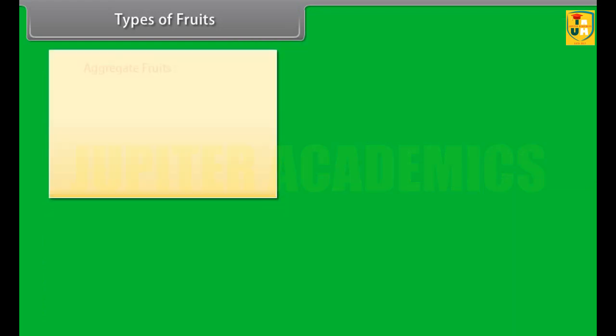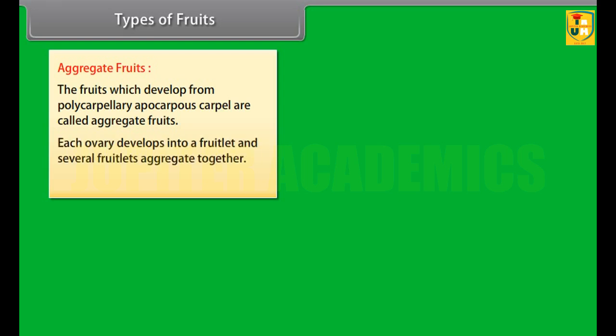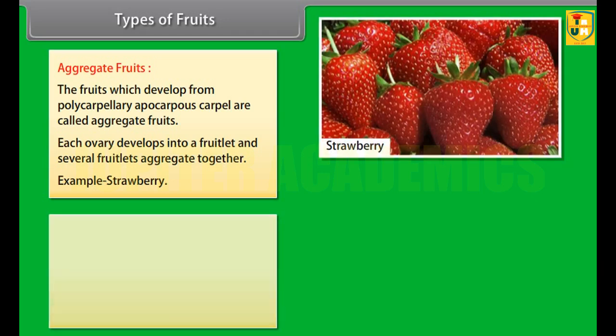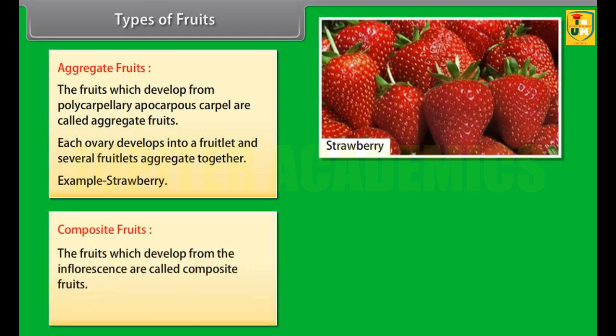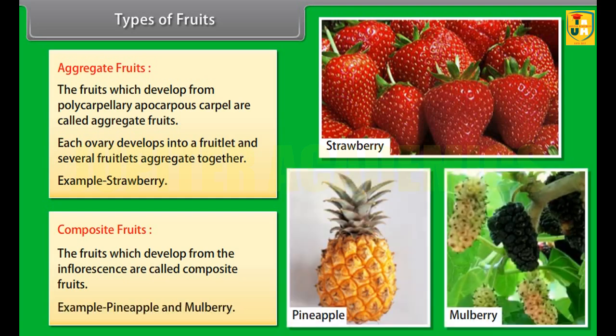Aggregate fruits. The fruits which develop from polycarpellary apocarpous carpel are called aggregate fruits. Each ovary develops into a fruitlet and several fruitlets aggregate together. Example, strawberry. Composite fruits. The fruits which develop from the inflorescence are called composite fruits. Example, pineapple and mulberry.